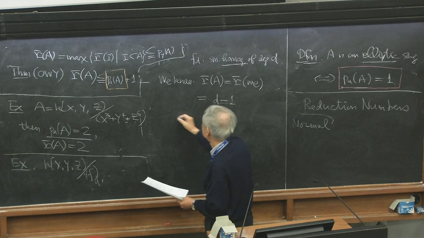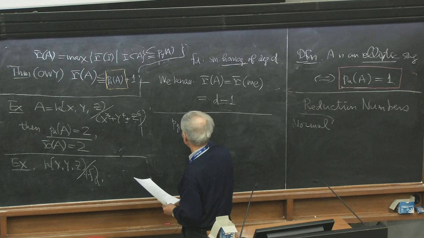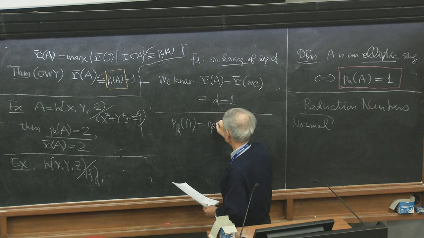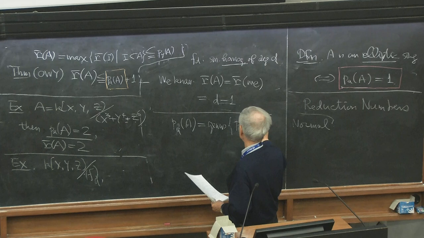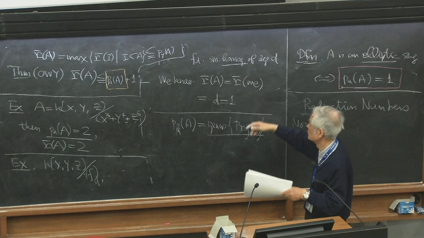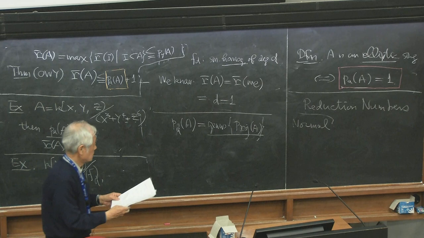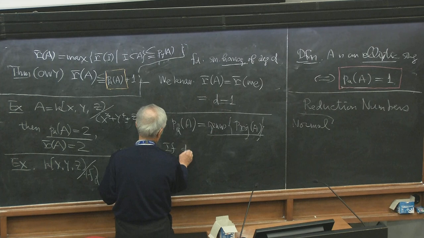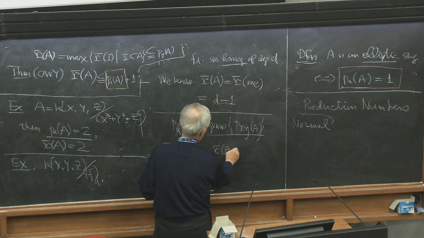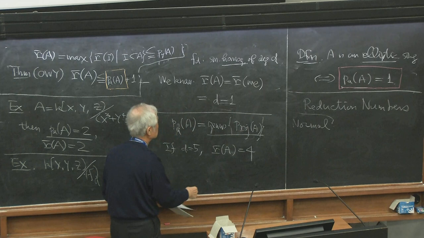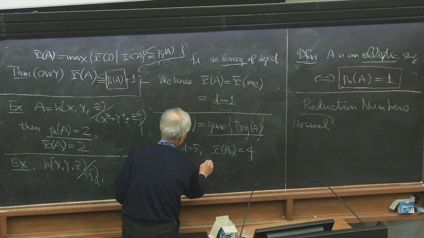On the other hand, PA is the genus of the closure of A. And so, of course, it will be very different as D goes bigger. Okay, so in the case of D equals 5, alpha is just 4. Yes, looks like this is correct. And so PA is 6.